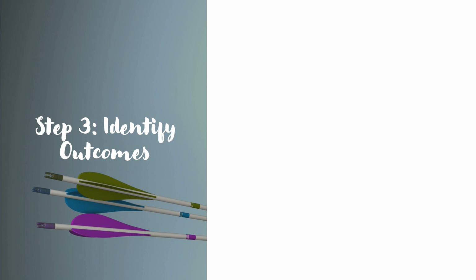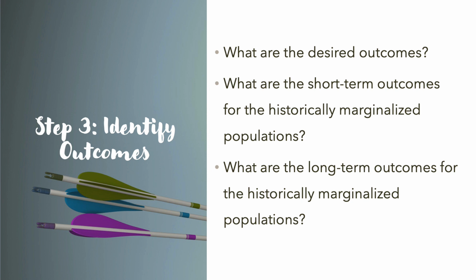Step 3 is identifying outcomes. This step is huge. At this point, it's okay to document goals along with outcomes. It is also appropriate to document short-term and long-term goals. Remember, policies and practices are inequitable, unjust, and racist because of their outcomes, what they produce.